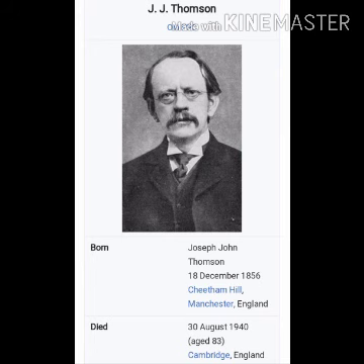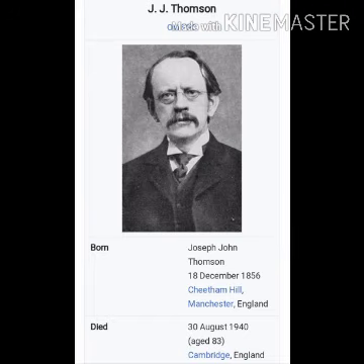Yes, and he proved that these particles were common to atoms of all the substances. He also proved that these particles are smaller than the atom and are part of all atoms. He termed it the electron, and he also proved that the electron has mass and energy.